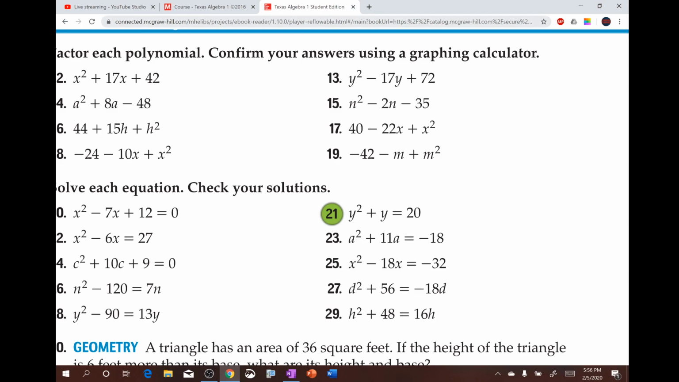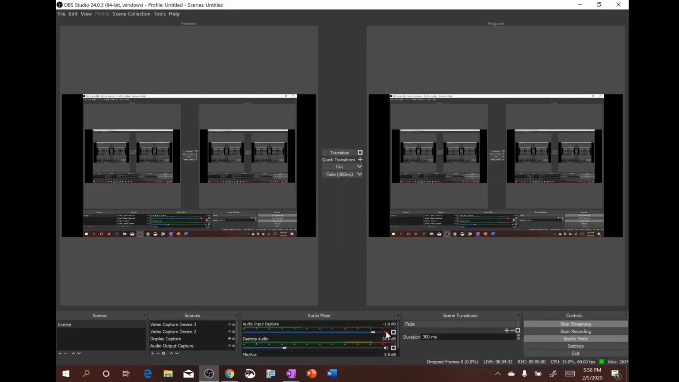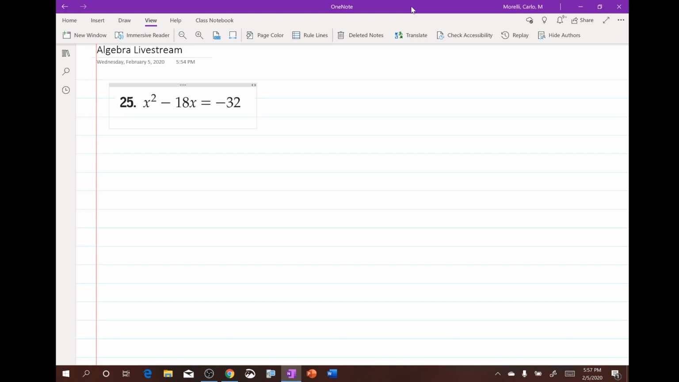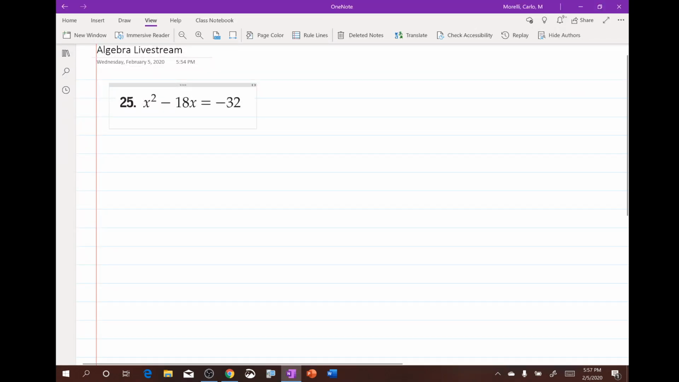And we're going to get started today from a question from page 507, number 25. I've got that question pasted here in OneNote. Just let people get connected. Okay, so we're looking here at number 25. Can you guys see it?